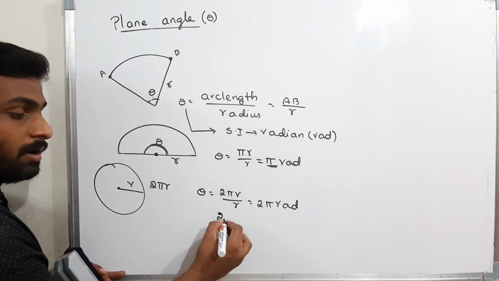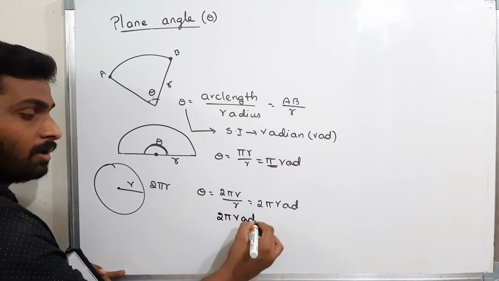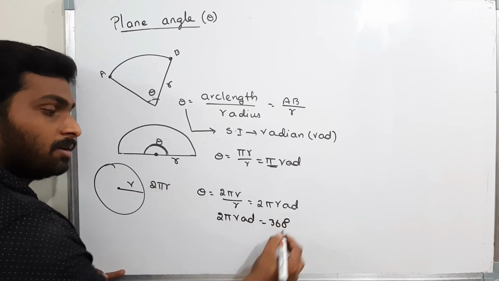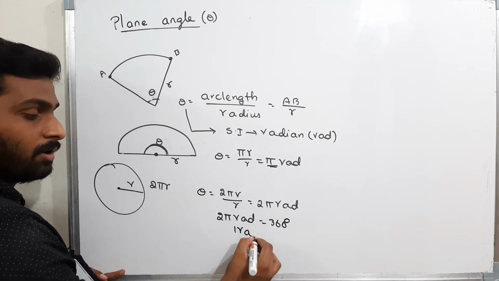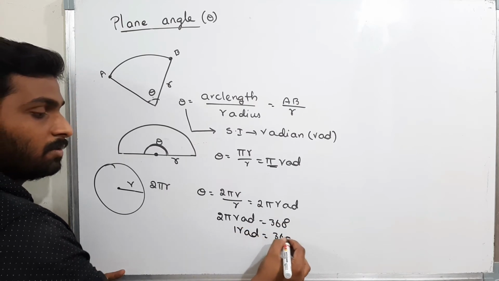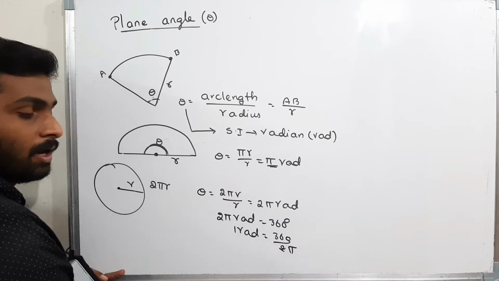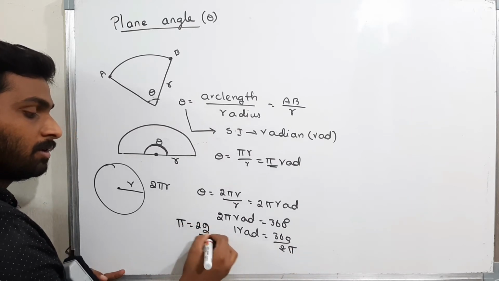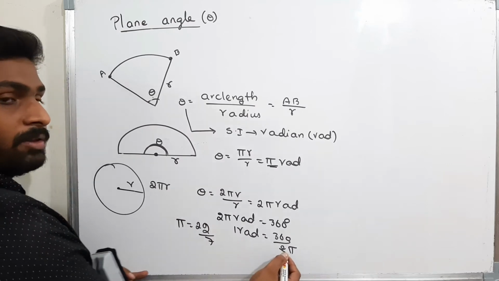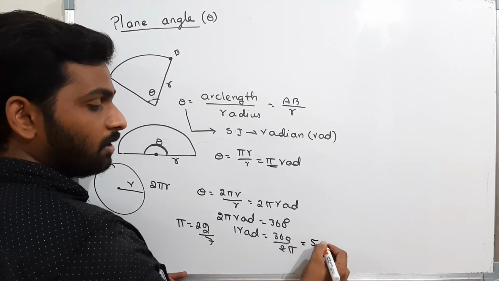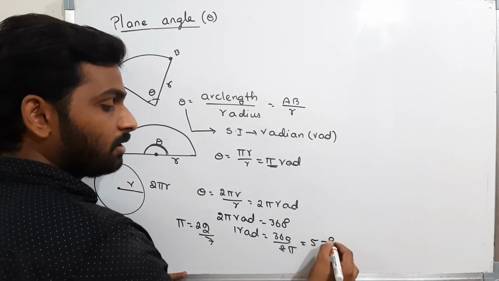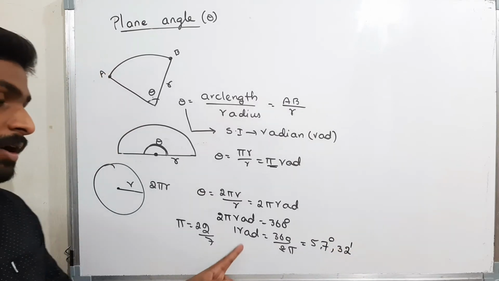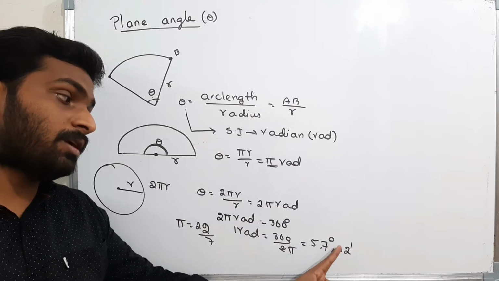Now, 2 pi radians is also equal to how many degrees? 360 degrees. Therefore, 1 radian is equal to how much? 1 radian is equal to 360 by 2 pi. Now, what is the value of pi? Pi value is nothing but 22 by 7. Now if I keep this value, I will get 57 degrees 32 minutes. 1 radian is equal to 57 degrees 32 minutes.